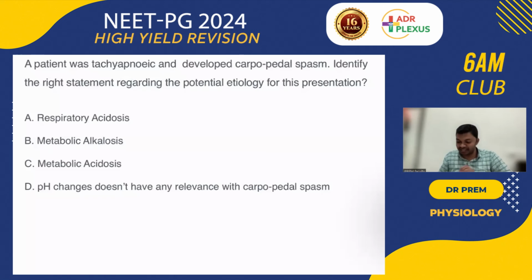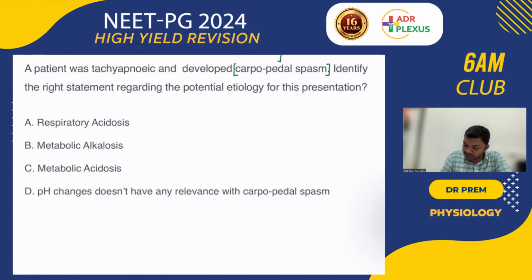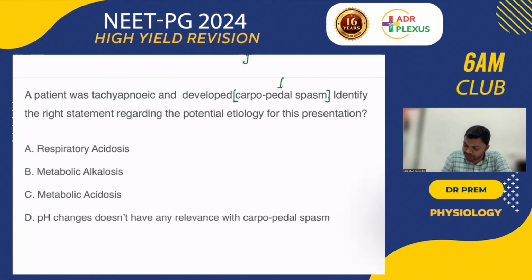Guys, it's a simple one. Carpopedal spasm is because of hypocalcemia. You guys know this. It is hypocalcemia that leads to tetany, and this tetany is the reason behind carpopedal spasm. Chvostek sign, Trousseau sign, right? Hypocalcemic tetany is the reason behind carpopedal spasm. So end of the day, this patient is suffering from hypocalcemia.